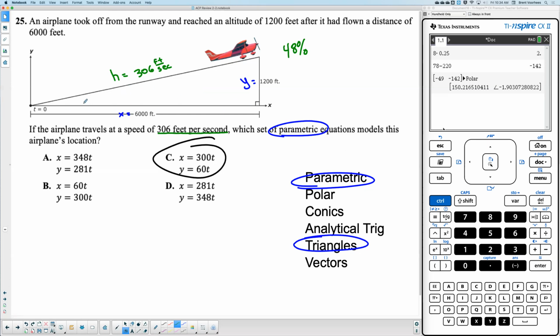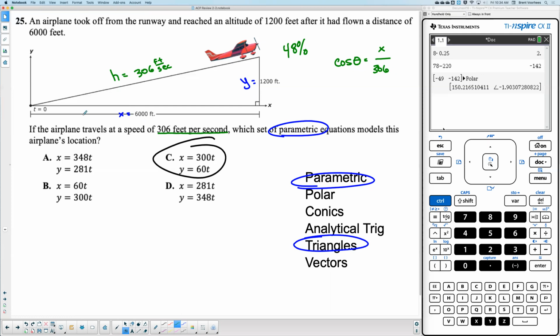Now, if you want to do it this way, if I had to find the x, what's the relationship between x and h? Is it sine, cosine, or tangent? Which one deals with x and h? Cosine. You could do cosine theta equals x over h. Now, right now I'm looking for the x equation over 306. And this would be a t, honestly, because it's feet per second. I could do it like this.